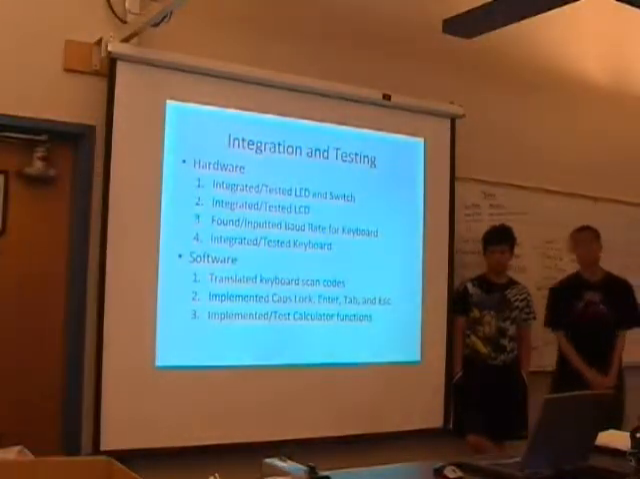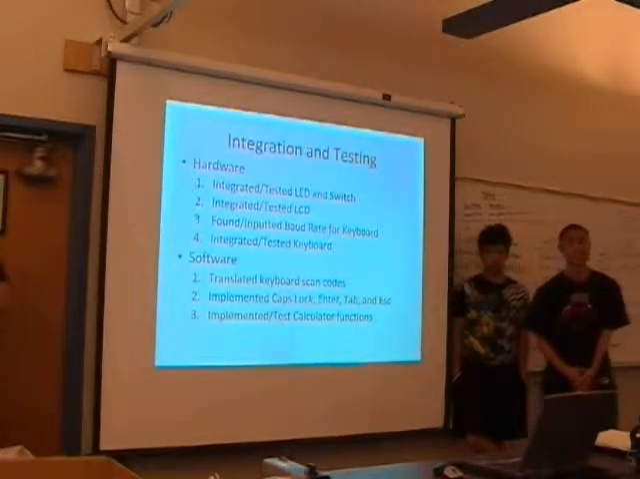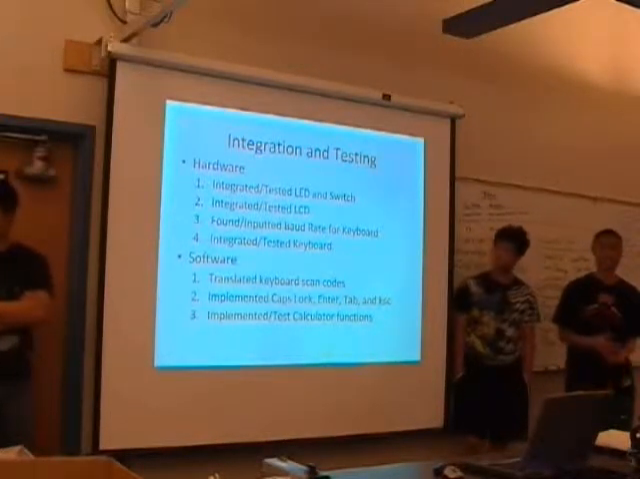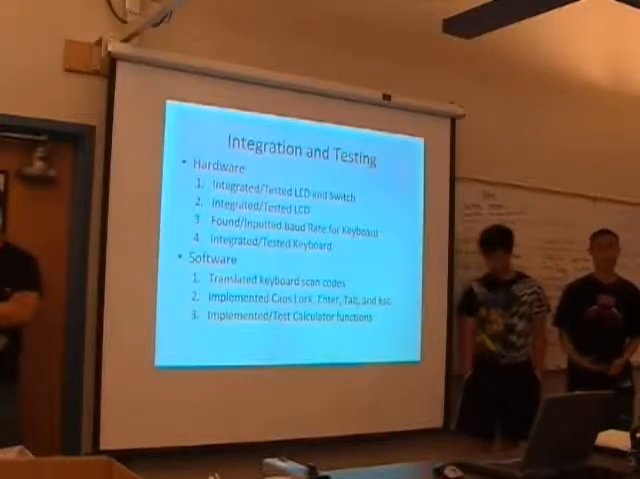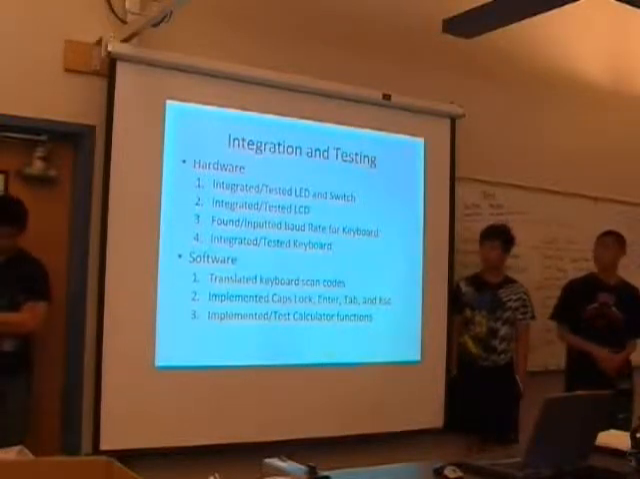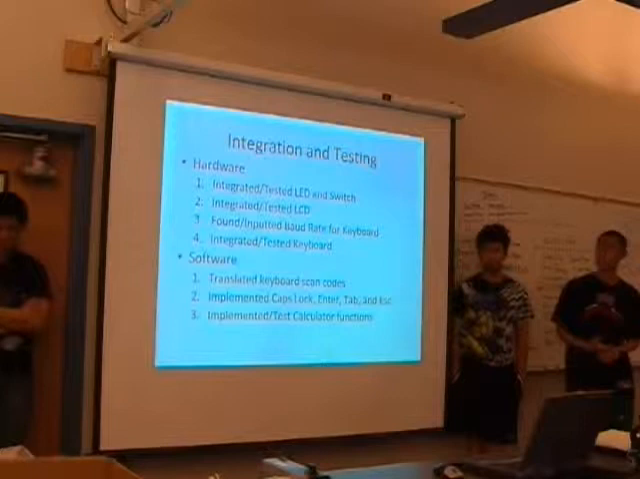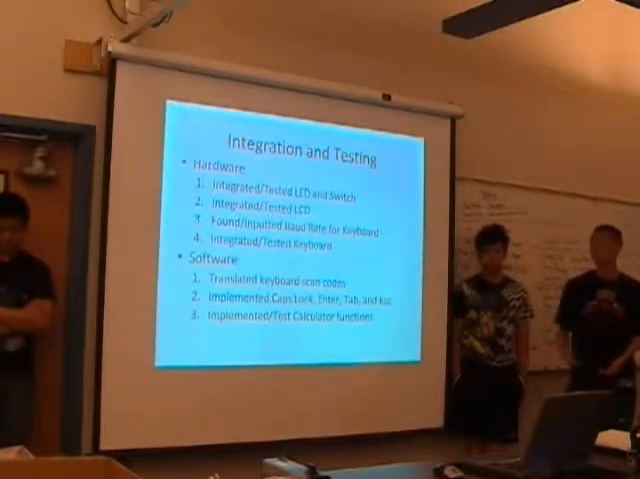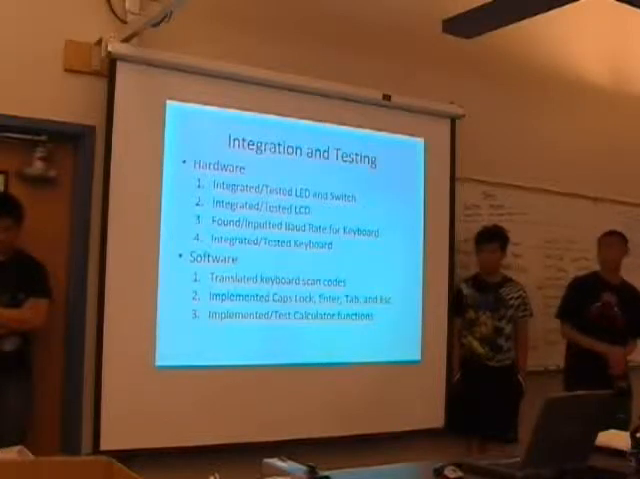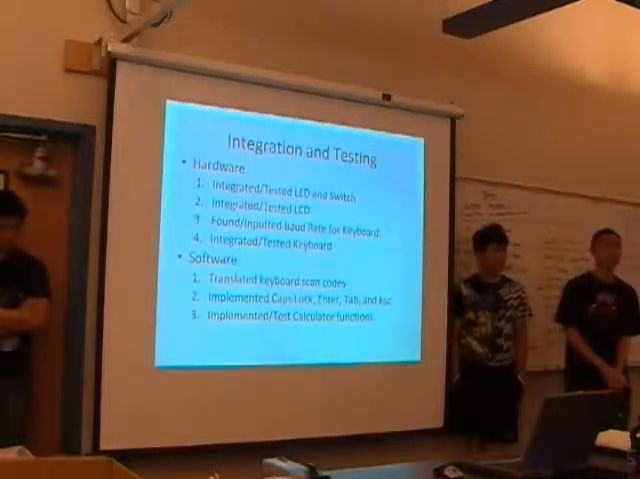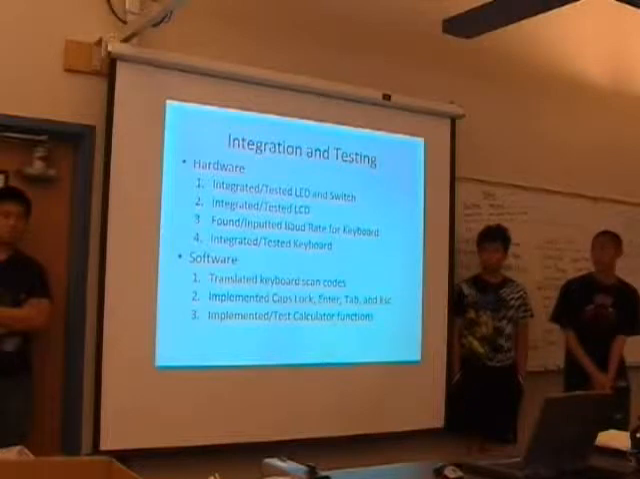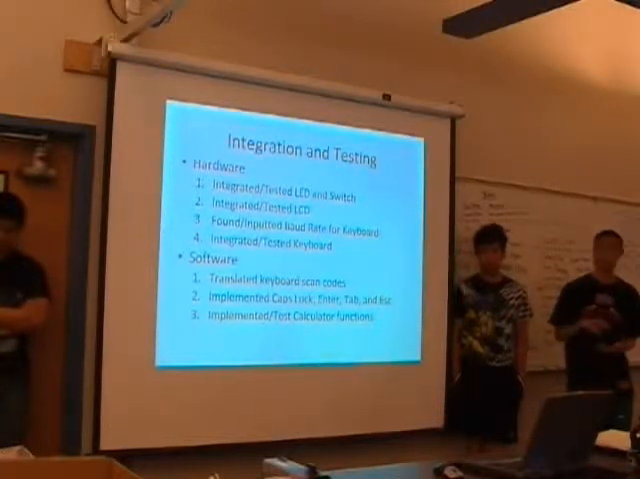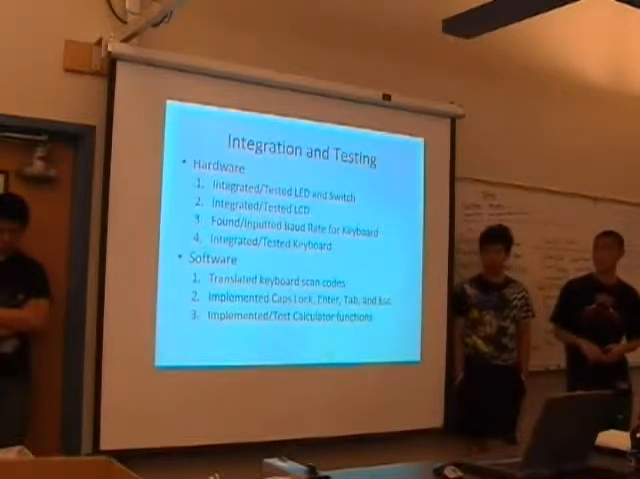So basically what we did first is we used the LED and switch, so we had to test those first. So we tested those, and then we had an LCD working from our previous lab, so we used the LCD and tested that. Afterwards, we went on to the keyboard where we found the baud rate, and to test the keyboard, we just pushed a button and it would display on the LCD.